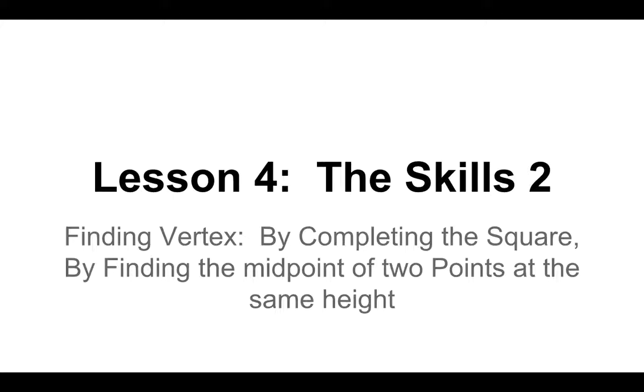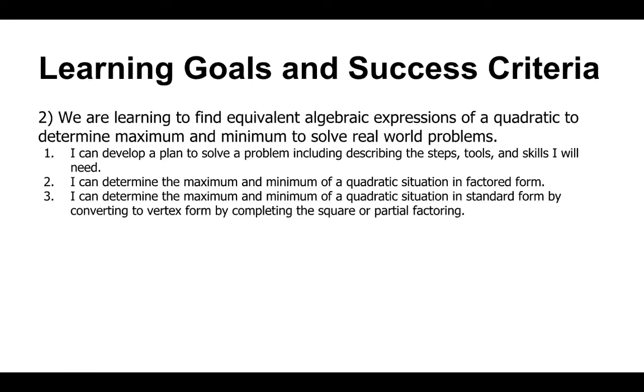Three ways to do that are by completing the square, by finding the midpoint of 2 points at the same height, and that's usually finding the midpoint of the zeros. There is another strategy where you can find the midpoint of just 2 points. We're not going to focus on that today though.